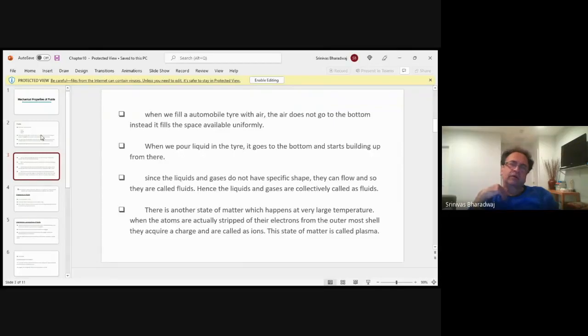Now if you pour liquid in a tire, it will go to the bottom, right? So liquids occupy the shape of the vessel, but they also accept gravity, right? They go to the bottom with respect to gravity. Since liquids and gases do not have a specific shape, they can flow. Anything that flows is called a fluid.